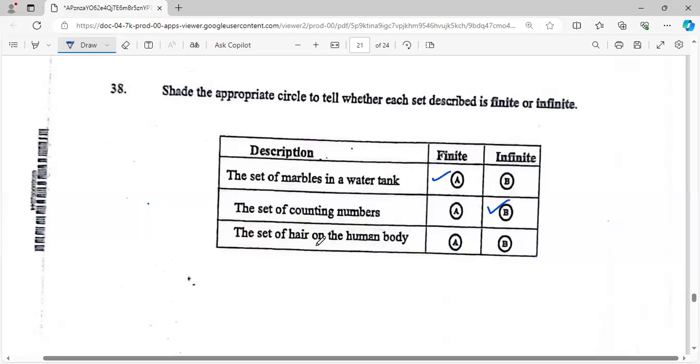The set of hair on the human body, is it infinite? I agree. All right, the whole class agrees with everything. Why, guys? Why do we think the set of hair on the human body is finite? Some say it's infinite. That would just be weird.